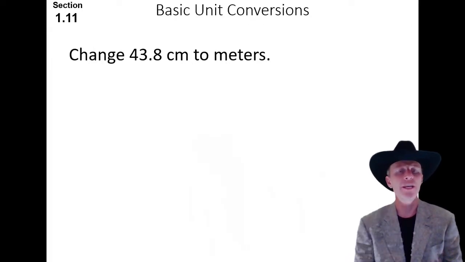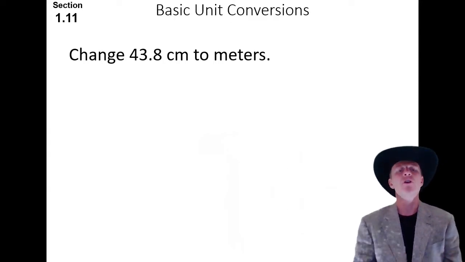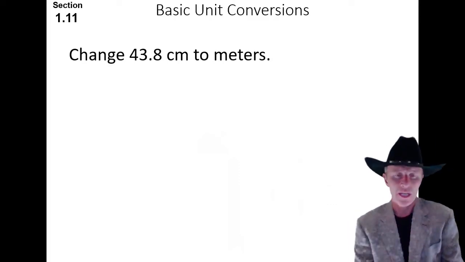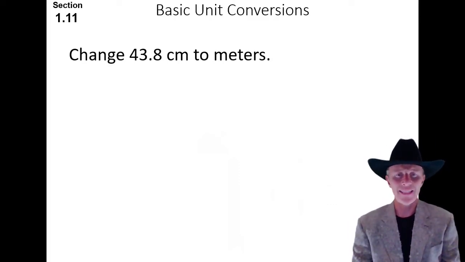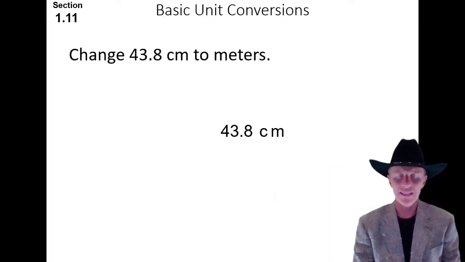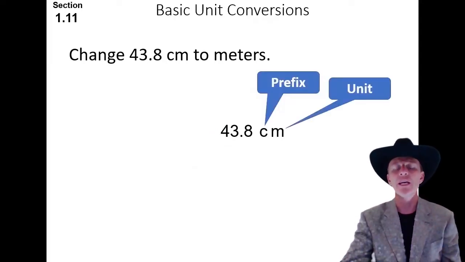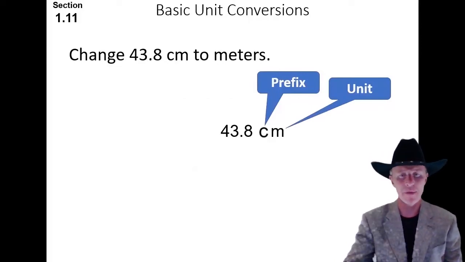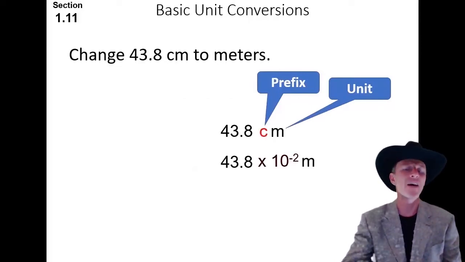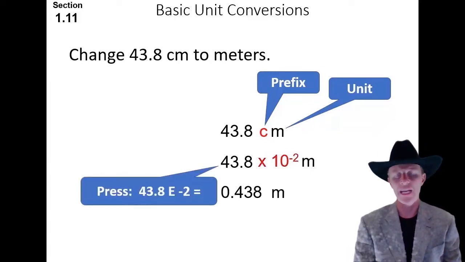Our first goal in this is to be able to convert from one form to another using a prefix. So 43.8 centimeters, can we change that to meters? Well, that C from this table has a value: 10 to the -2. The C is the prefix, the m is the unit. If we take that prefix out and replace it with its value, times 10 to the -2, we get the answer of 0.438 meters.